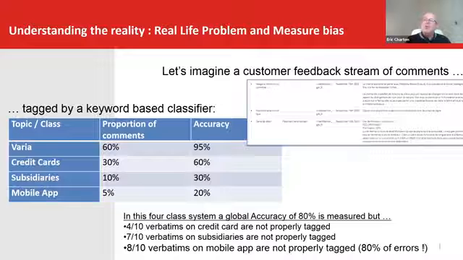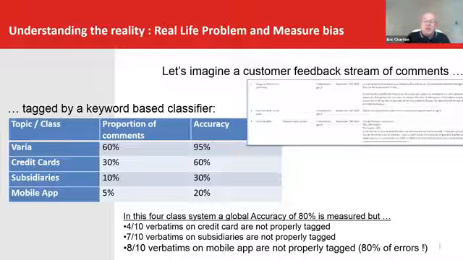will give you an accuracy that is very good on the first class, the class that is the least interesting one. Just to remind you, the accuracy is the percentage of good answers. It's equivalent to the precision. Lower on credit cards, lower, 30% accuracy, on the subsidiaries topic, and lower on mobile application. So in this 4-class system, you have a global accuracy of 80%.